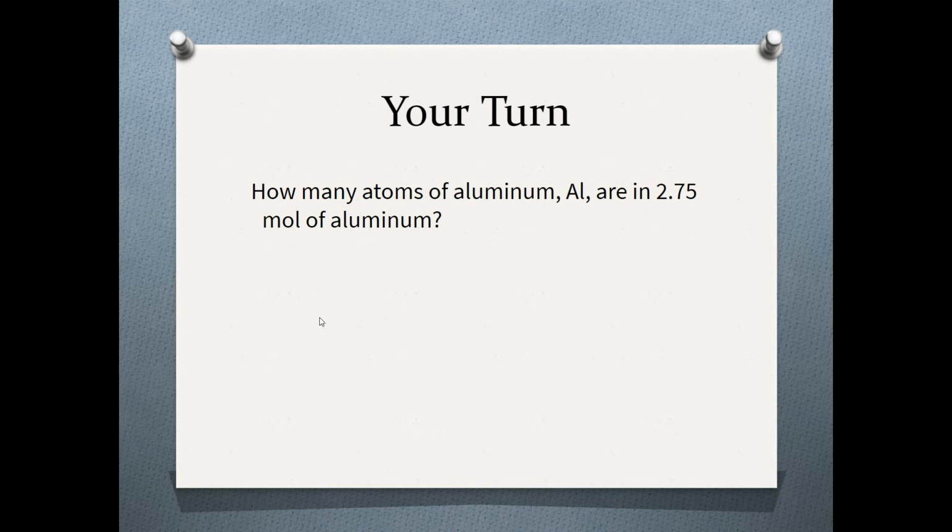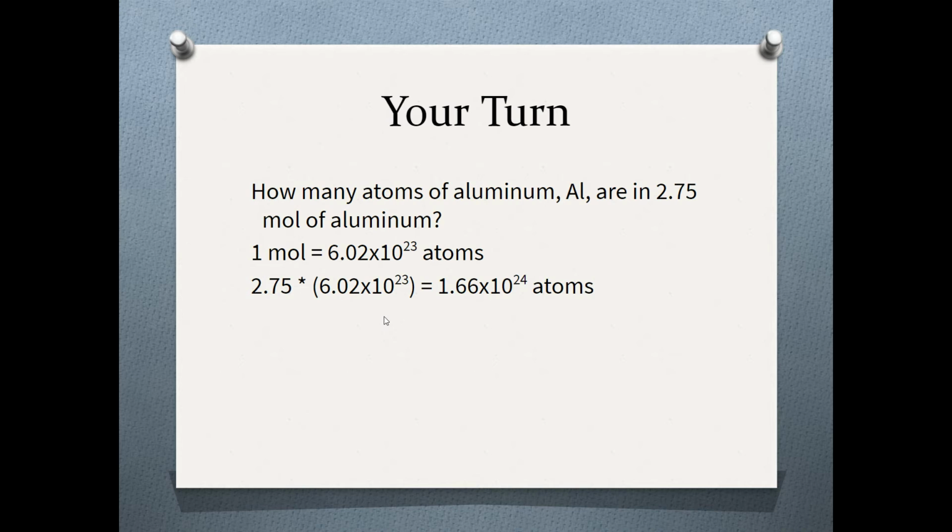See if you can find how many atoms of aluminum are in 2.75 moles of aluminum. Pause the video, use your calculator, and see if you can come up with the answer. So we know that 1 mole is 6.02 times 10 to the 23rd atoms. So if I take 2.75 moles and multiply it by 6.02 times 10 to the 23, I get 1.66 times 10 to the 24 atoms.